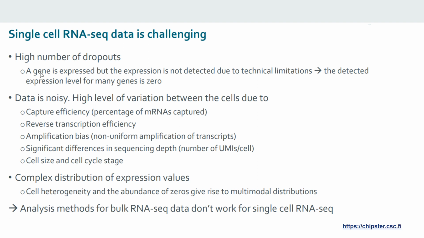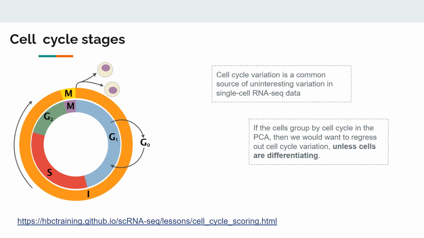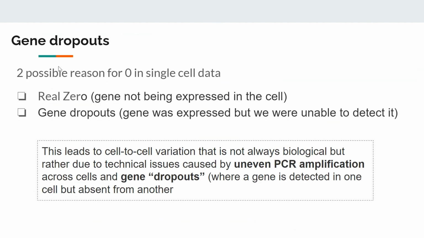The first issue is called dropouts. This is called gene dropout. I'm just explaining here: there are two possible reasons for a zero in the single cell data. First is a real zero, which means ideally that the gene is not expressed in the cell. So that means no RNA and no detection. So this is good. This is the real zero. We know that the gene is not expressed at all.